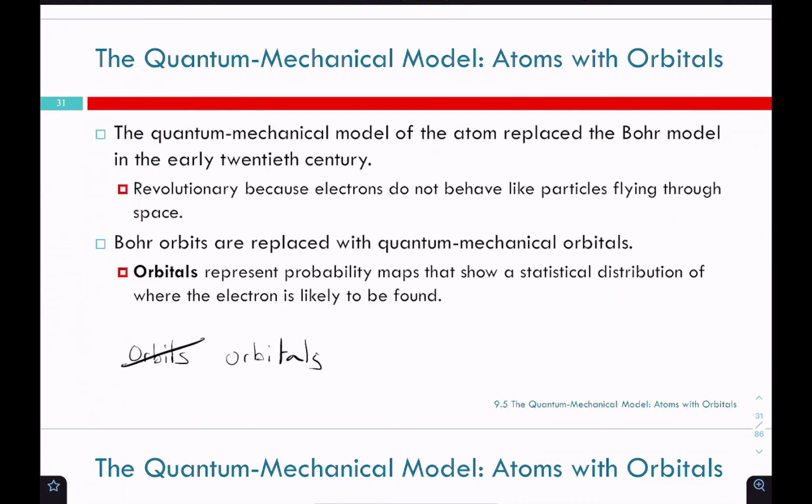So unlike the orbits, which are specific defined paths, like the Earth traveling around the sun, or the moon traveling around the Earth, orbitals are more like zones or regions where this electron can exist. And so it's not a single circular path, it's now a whole bubble in which the electron exists.